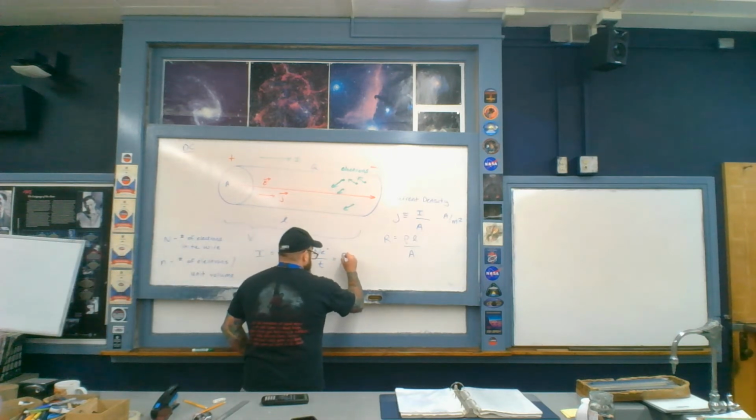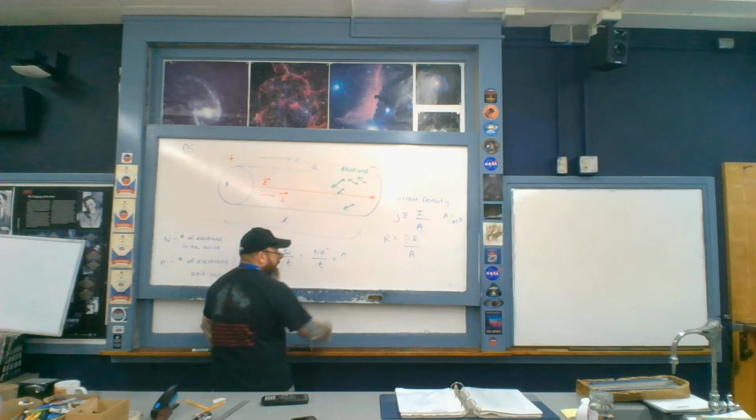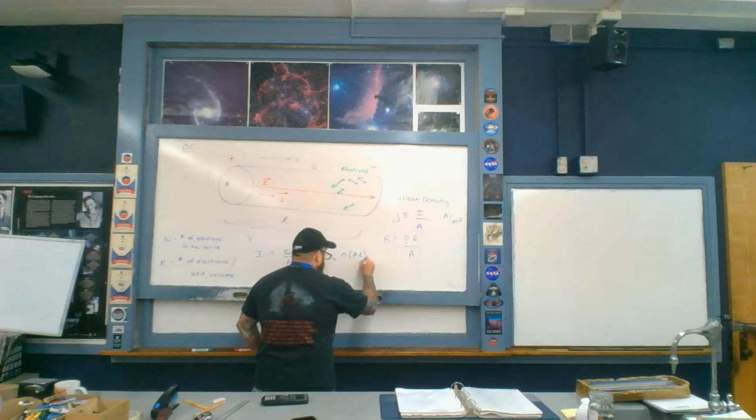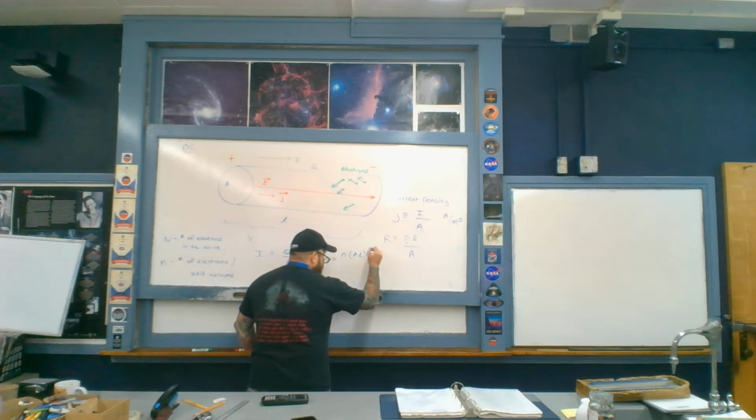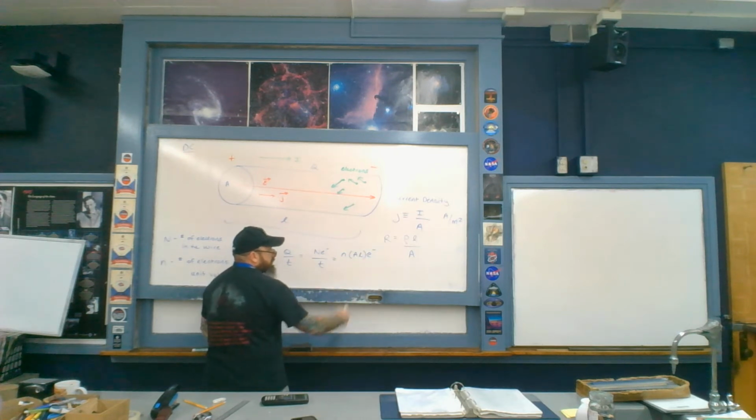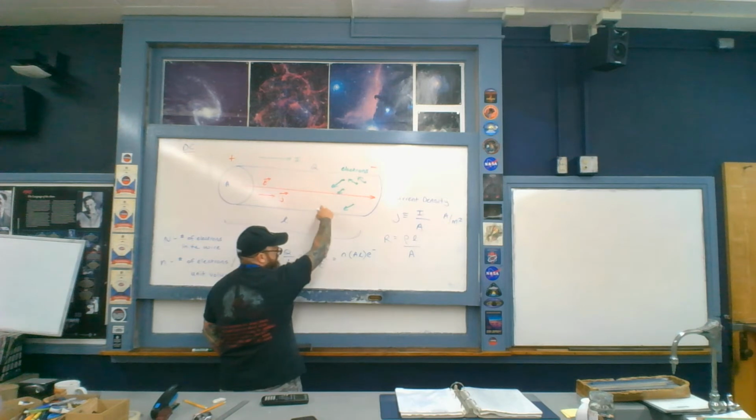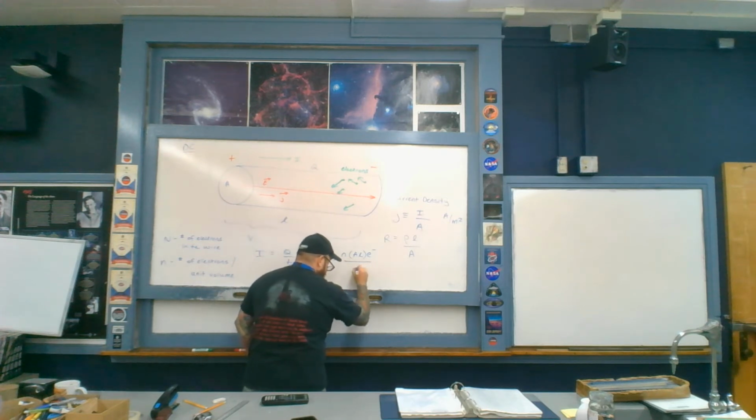We would take the number of electrons per unit volume multiplied by the volume of the wire, the area A times the length L, and then multiplied by the charge of the electron itself, like so. So once again, we get the total amount of charge that's present here in this cylinder, and then we divide by time.